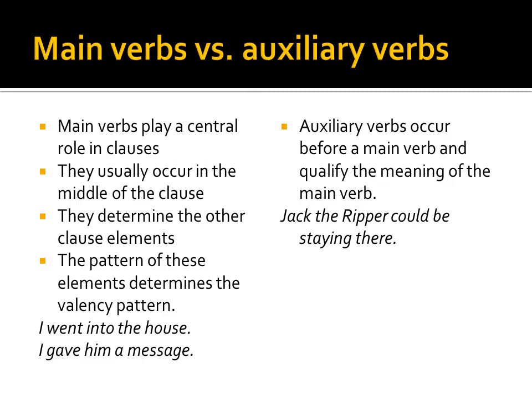is the main verb and the auxiliary verb. Main verbs are really the action of whatever's going on or the key change that occurs. They're usually in the middle of the clause, and they will actually determine what other types of elements are possible within the clause. And those patterns are what we call the valency, which is like the verb type, I think you could say that.